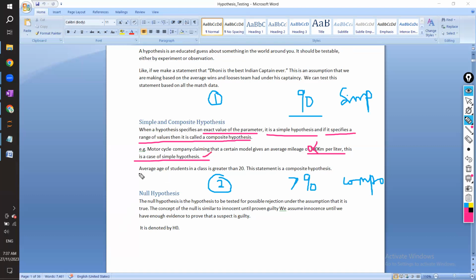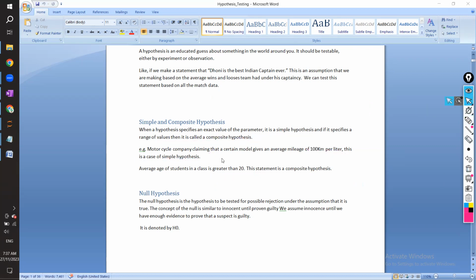Here, the average age of students in a class is greater than 20. He's just saying greater than 20. That means it could be anything greater than 20, like 22, 24, 25, anything. So in this case, it's not simple, it's a composite hypothesis. Okay, guys, so this is just a basic idea.